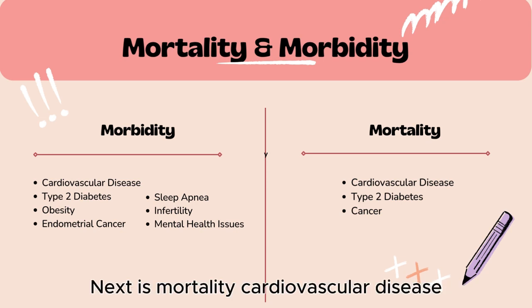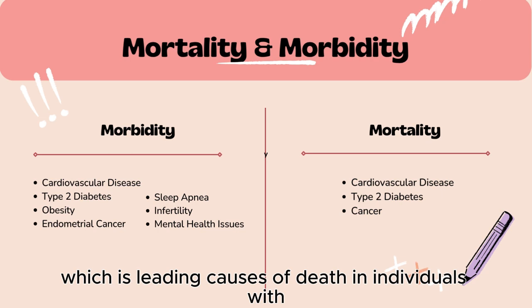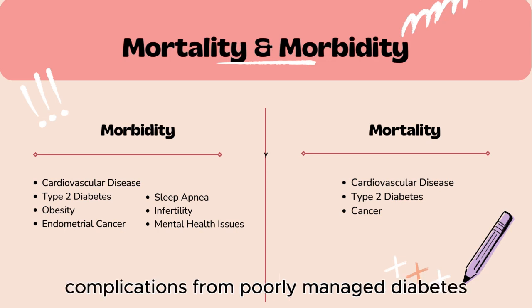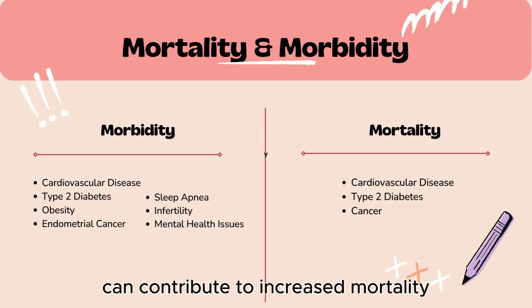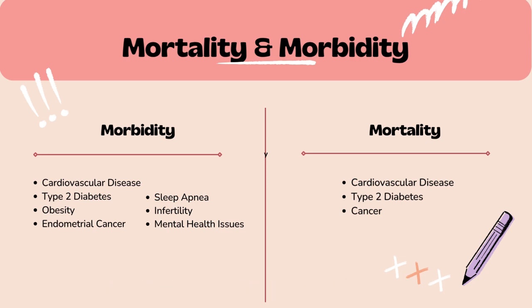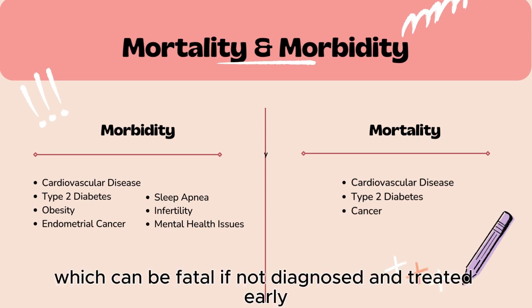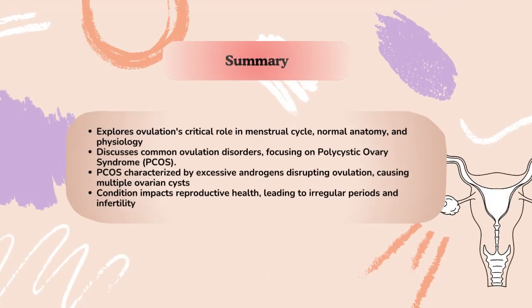Next is mortality, cardiovascular disease. The risk of heart attack and stroke is higher, which are leading causes of death in individuals with PCOS. Then type 2 diabetes. Complications from poorly managed diabetes, such as cardiovascular disease, can contribute to increased mortality. Next is cancer. There is an increased risk of endometrial cancer, which can be fatal if not diagnosed and treated early.